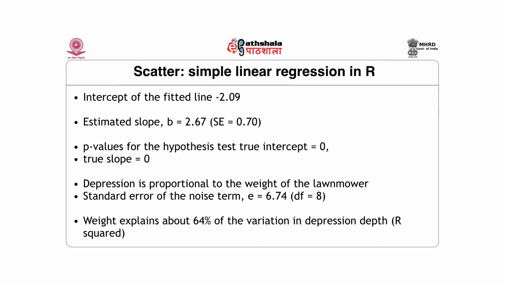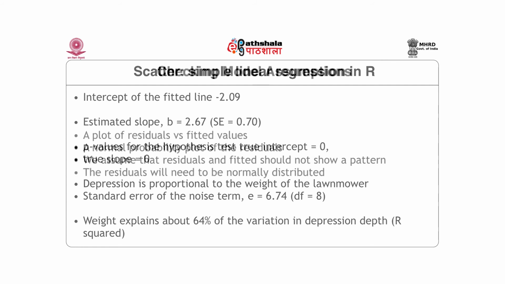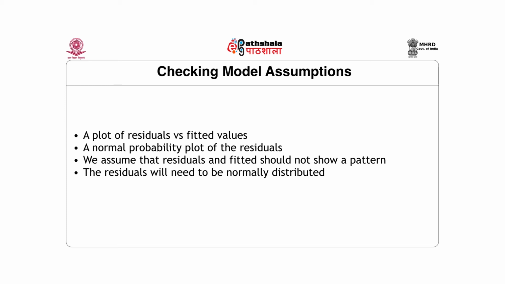So once we have done this bit, the very next thing that you should do is you should check the model assumptions. And there are many different ways in which you can check the model assumptions. You can plot the residuals versus fitted values, and always residuals versus fitted values, never residuals versus explanatory variables. Normal probability plot of the residuals, because we want to see that the residuals follow a Gaussian distribution. And we will assume that the residuals and the fitted values should not show a pattern.